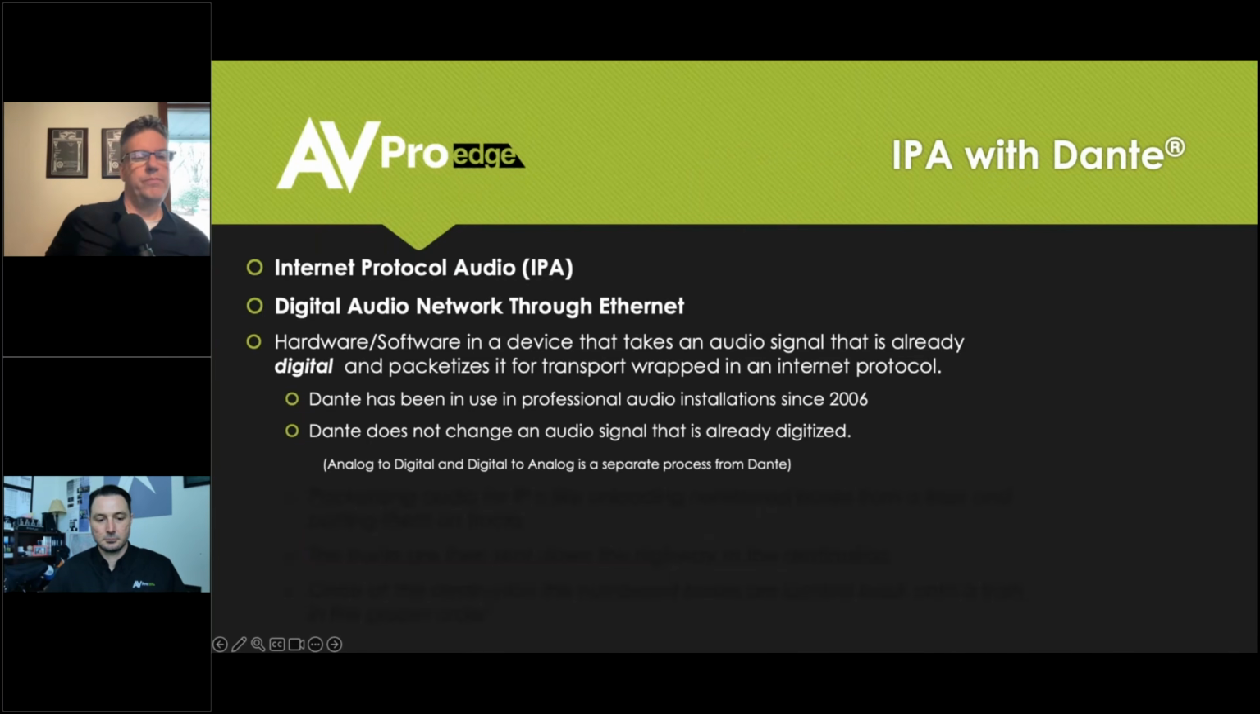As we talk about Dante, Dante is an Internet Protocol audio system. It's an IPA. It takes an already digitized signal and packetizes it for transport over IP protocol devices. Same thing that we're doing with MXnet. This is a different protocol. We use it just for audio here. Dante has been in professional use since 2006. And what's important here, especially if you're in the residential market, is to realize Dante does not change the quality or do anything to the audio signal. It just packetizes an already digital signal for transport.